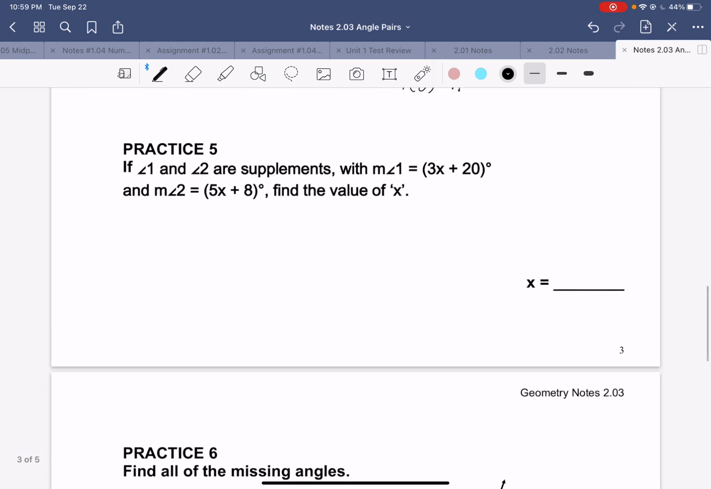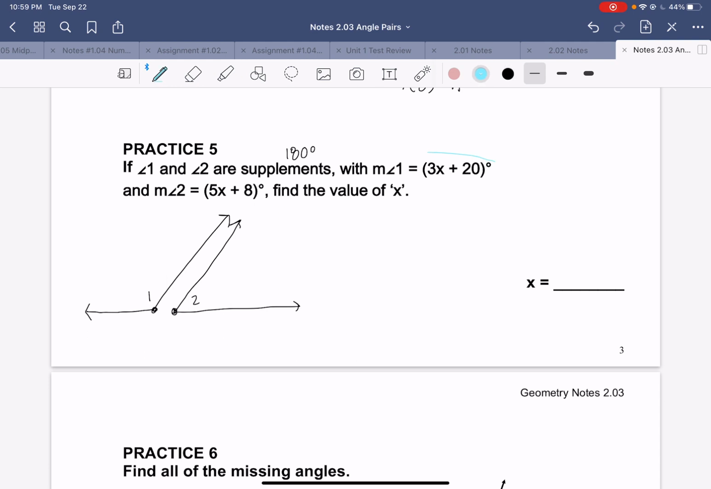All right, I'm going to draw this picture for you. Angle 1 and angle 2 are supplements. So if they're supplementary angles, what does that mean? Yes, they create a 180-degree measure. So I'm going to label one as 1 and one as 2.